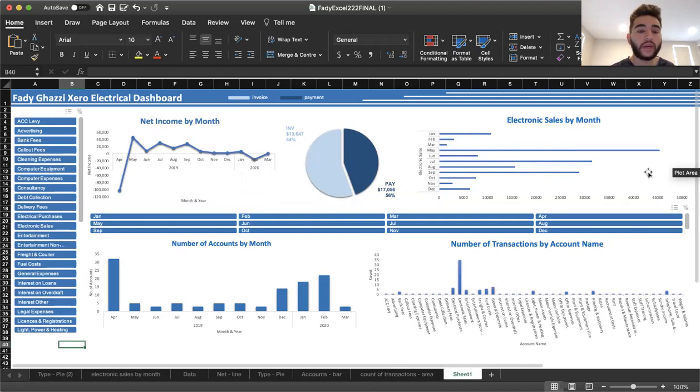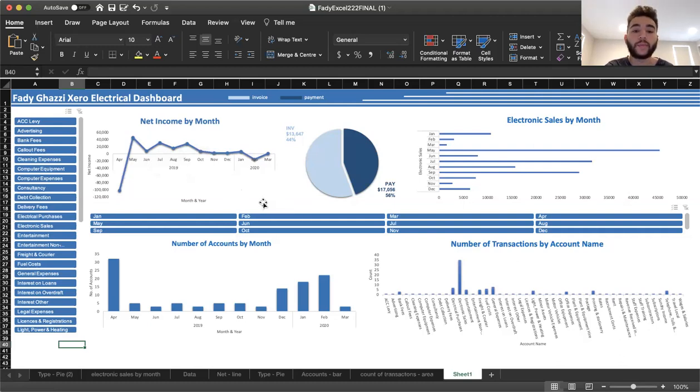On the left here, we've got a line chart showing the net income by month, which is each month of the financial year. So as you can see, in April there's a net loss of roughly $102,000 and a large spike to May, with a net income of roughly $45,000.